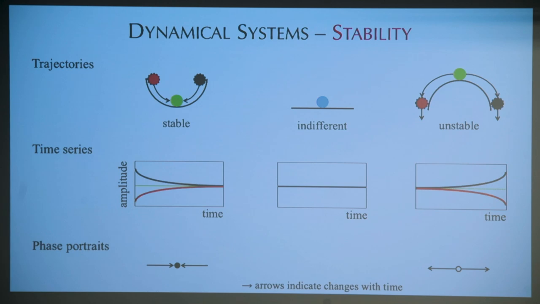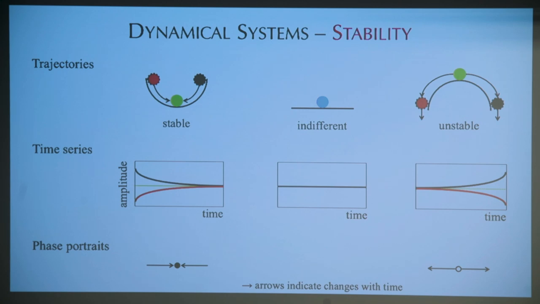Then again the phase portraits, so these are now abstract versions of these trajectories. We see that this is a stable point, a stable node, we call it, and this is attracting. The arrows are basically summarizing the trajectories, indicating the change with time. That's attracting, that's a stable node, and for the unstable one here, we see the arrows are going outwards. So these are basically condensed pictures of these examples.